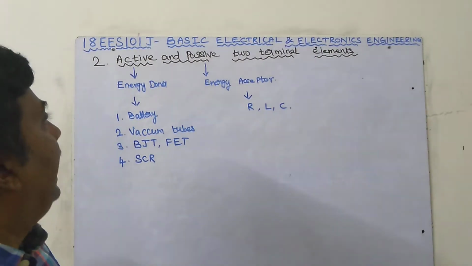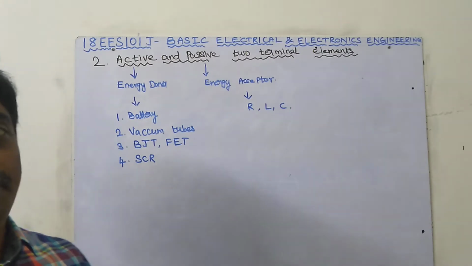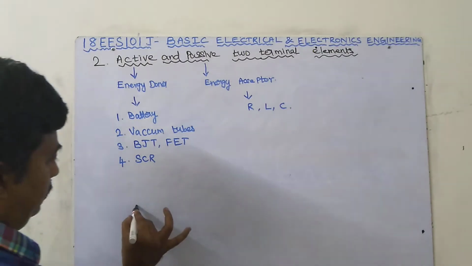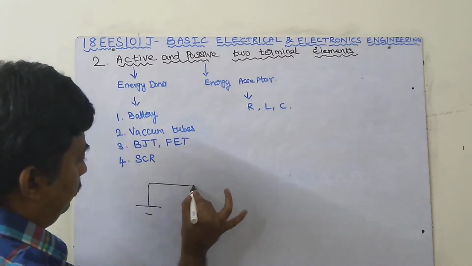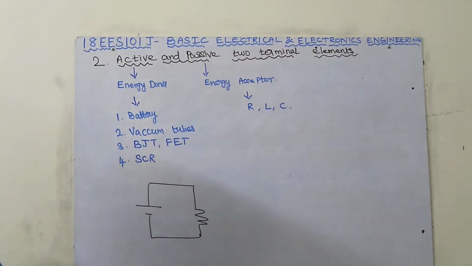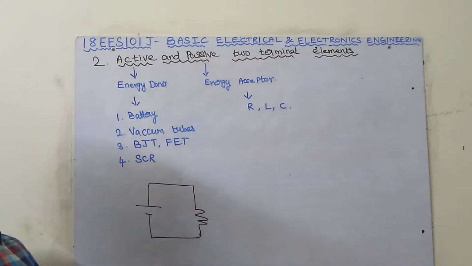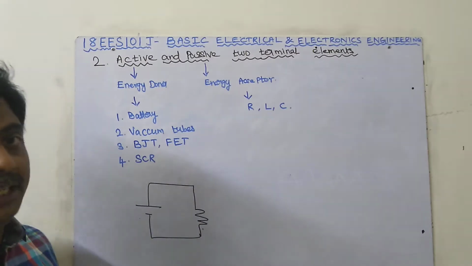The second topic is active and passive two terminal elements. What is meant by active element? What is meant by passive element? We know this is a general small DC circuit. Here, in this battery, power and energy are delivered, so it is called an active device. Where the energy is consumed, it is called a passive device.